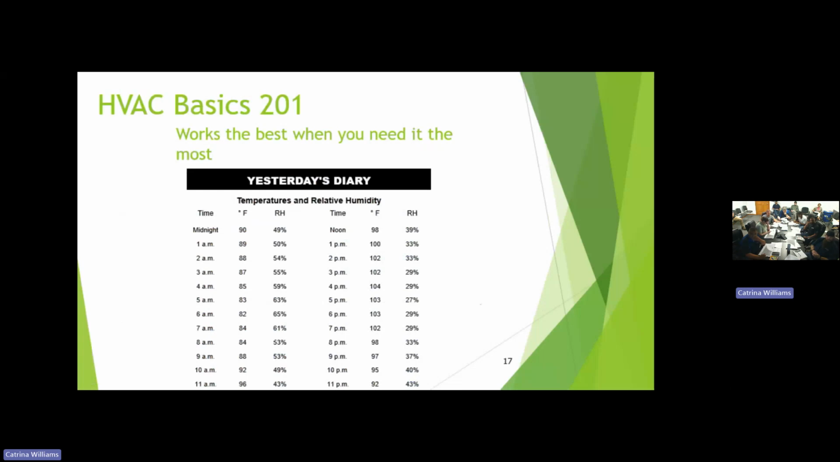What that drives us to say is that direct evaporative cooling works the best when you need it the most. You need that wet bulb depression to make it work the best. You don't have that much here, but how much do you really need? At 4 p.m., when it's 104, you're less than 30% humidity.